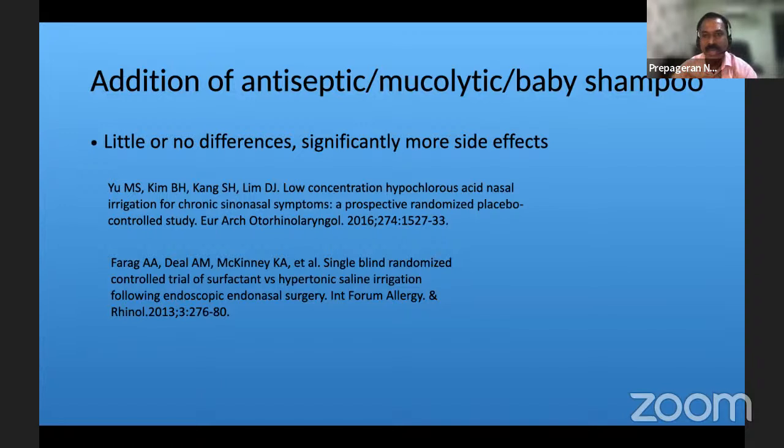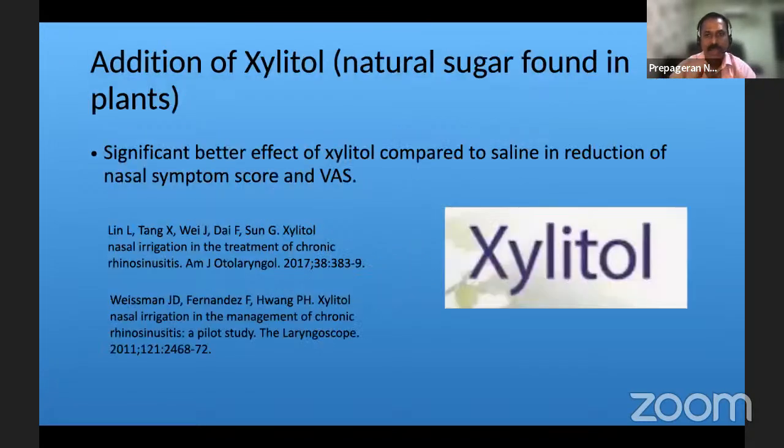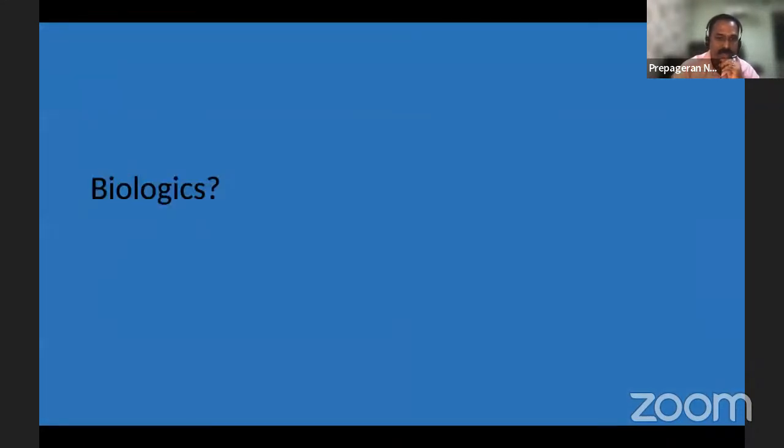How about adding an antiseptic, mucolytic, or baby shampoo into a wash? There's little or no difference, however, with significantly more side effects. These are papers that were published in 2016 and 2013 as well. This is an interesting one, something that I found quite interesting. An addition of xylitol, which is a natural sugar that's found in plants. Apparently, by using xylitol in saline, it reduces the nasal symptom score and a visual analog score as well. And these are papers that were published in 2017 and 2011.